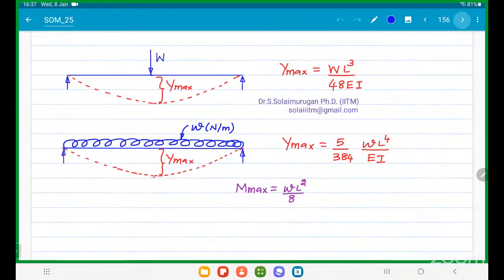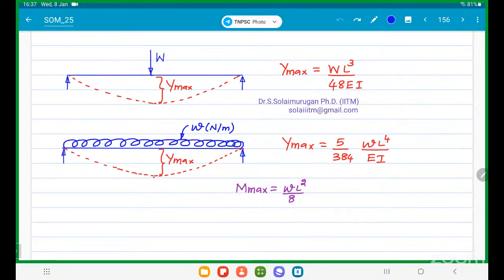Simply supported beam with the central point load: capital W L cube by 48 EI. Simply supported beam with the full UDL: maximum deflection is equal to 5 by 384, the very famous answer, into small w L power 4 by EI.